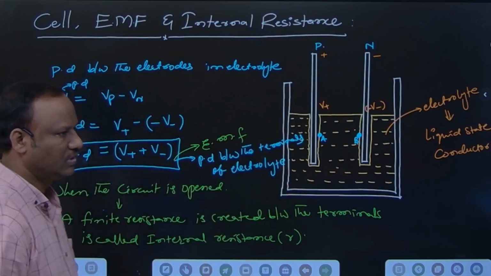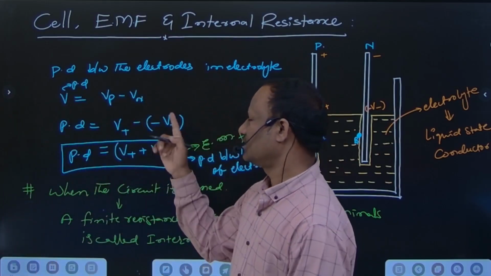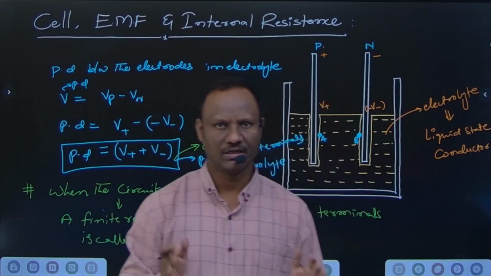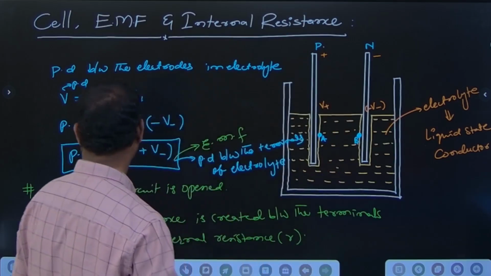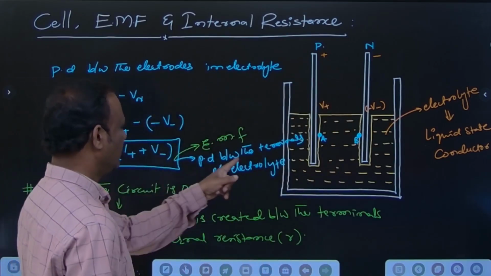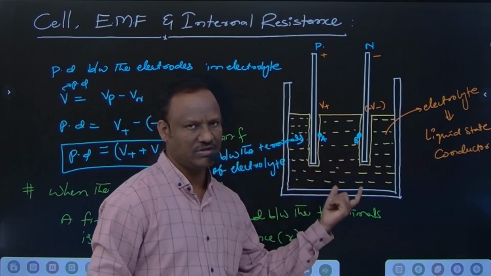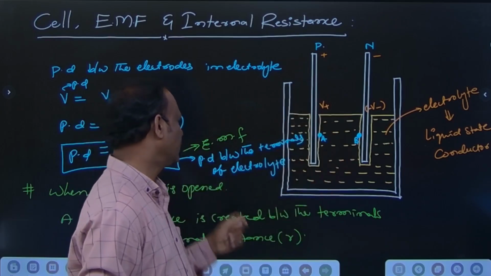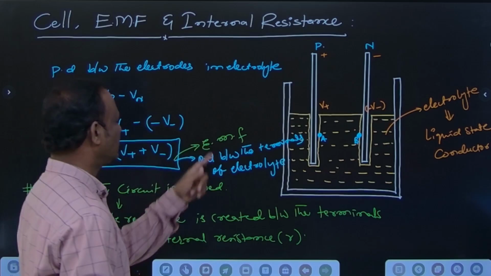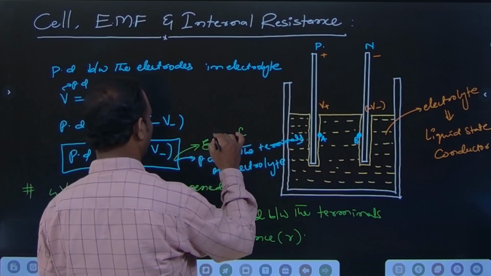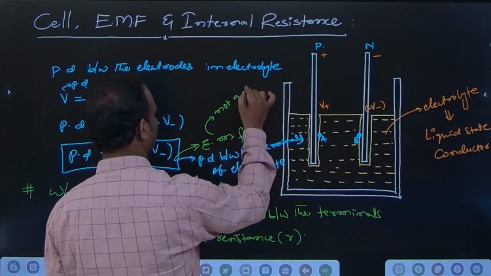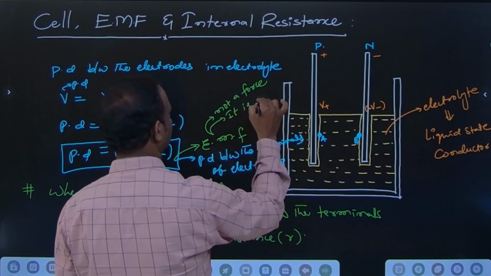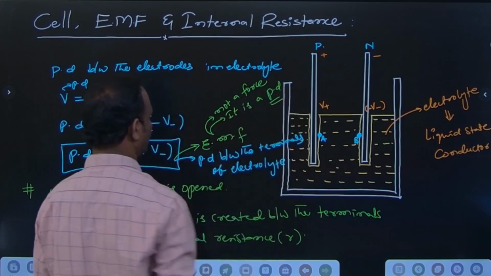So first one, what is a cell? A cell just converts chemical energy into electrical energy. What is a battery? A group of cells is called a battery. Next, what is EMF? The potential difference between the terminals of a battery when the circuit is opened is called EMF. EMF is electromotive force, but electromotive force is not a force. It is a potential difference.